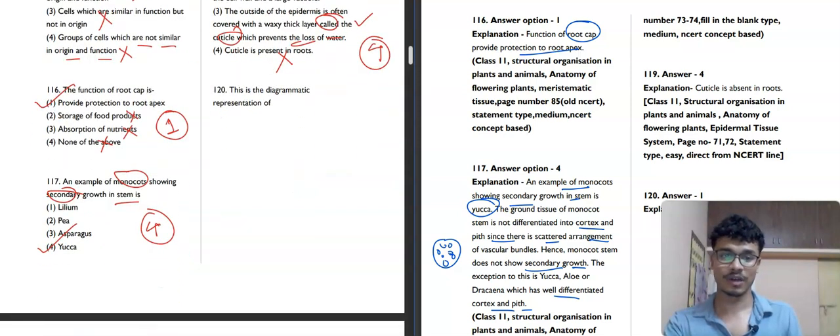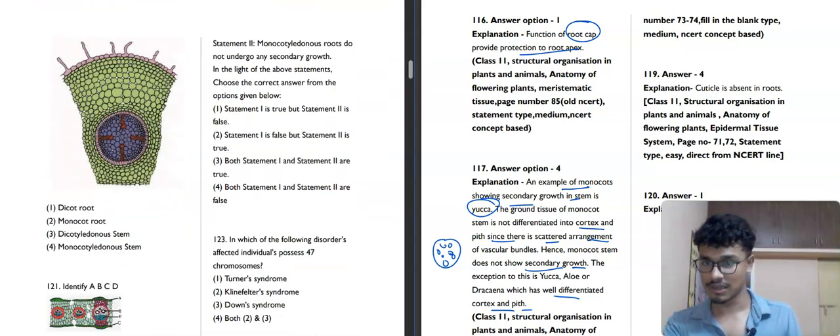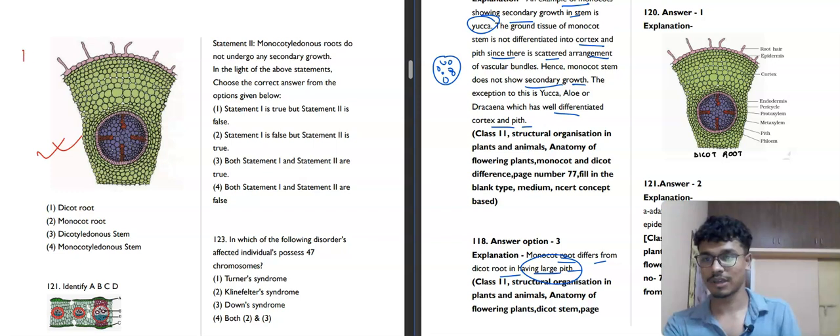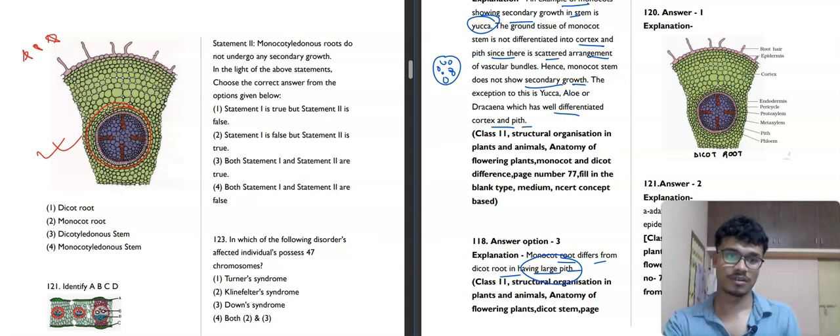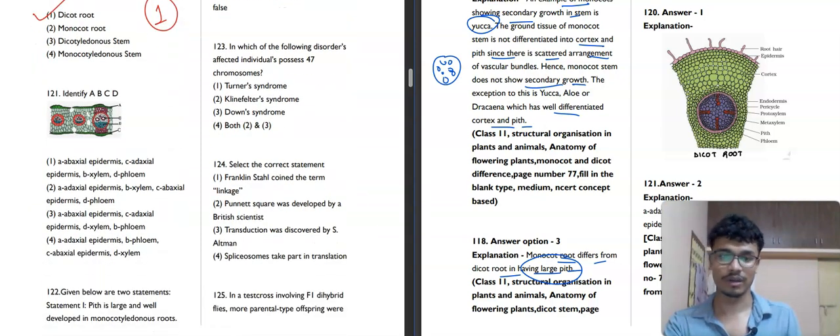Now question 120. This is a diagrammatic representation of... let's see this. Can you think about it? I hope you read the NCERT, and this question is one you can answer if you read the NCERT. Can you think what this structure is? What do you think? This is a dicot root. So the first option is our correct answer. This root here, then epidermis, cortex, endodermis, pericycle, and this arrangement basically will tell you that this is a dicot root.